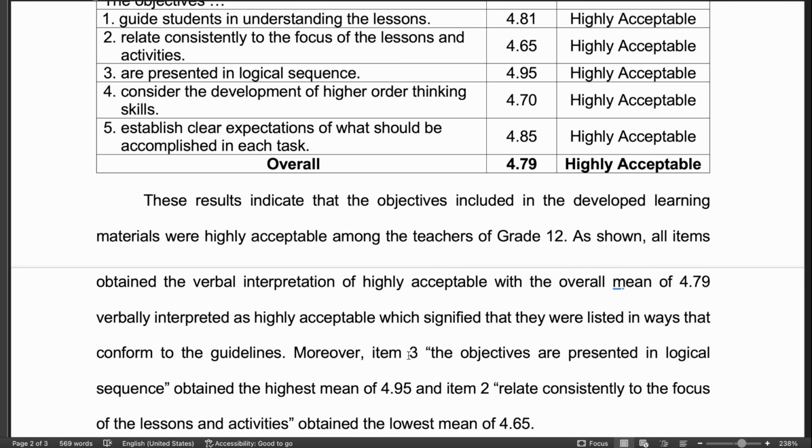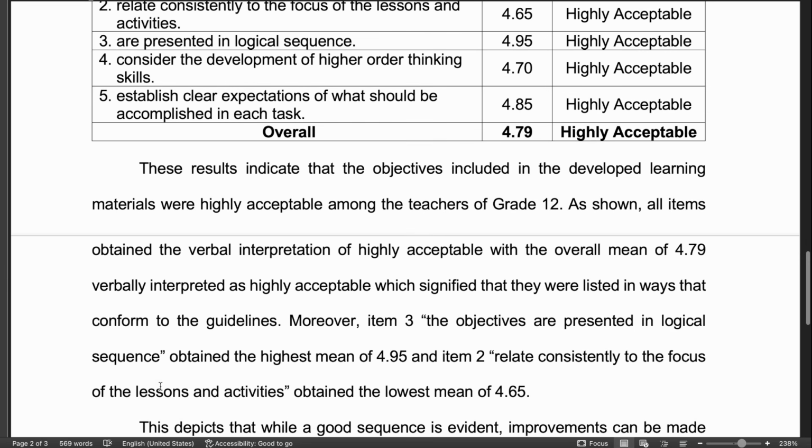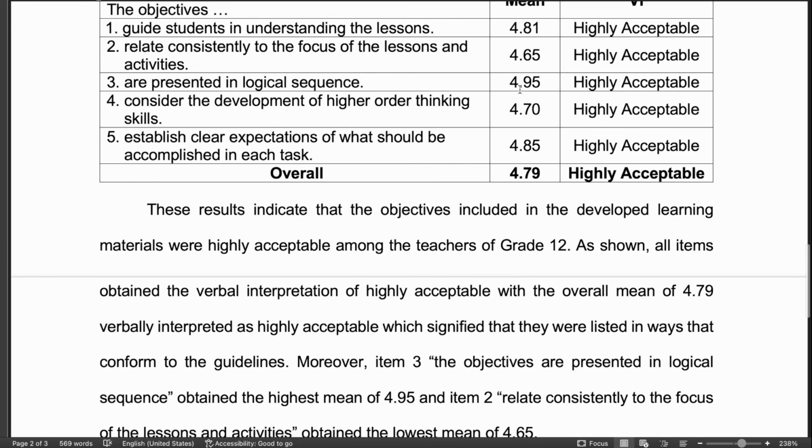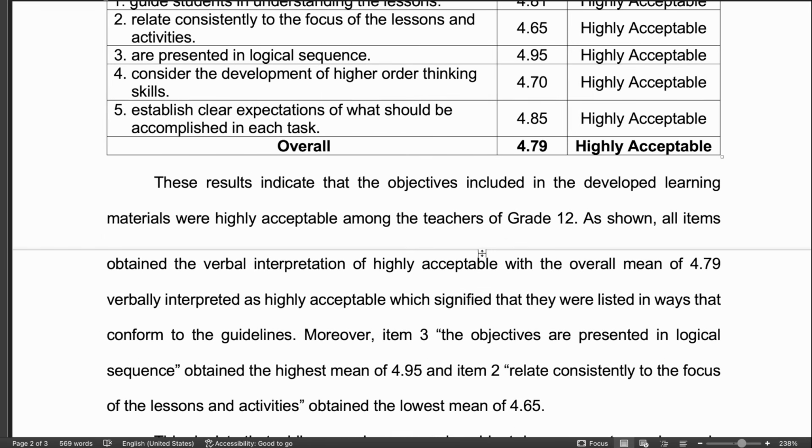Moreover, item 3, so ito na yung highest, diba? 4.95. Moreover, item 3, the objectives are presented in logical sequence, obtained the highest mean of 4.95. Dito yan kinuha. And item 2, asan yung item 2? Ito, yung may 4.65. Relate consistently to the focus of the lessons and activities, obtained the lowest mean of 4.65. So dito, nag-contrast tayo ng highest at saka lowest. Pinakita natin kung ano yung nasa table.